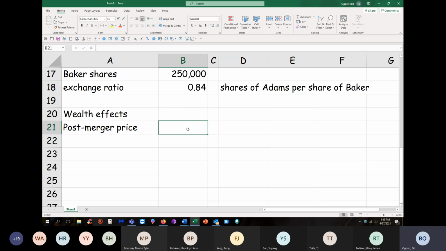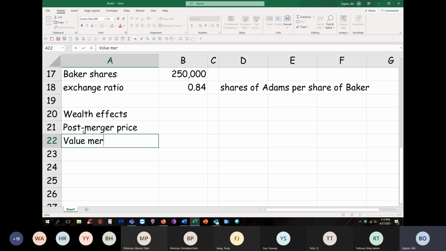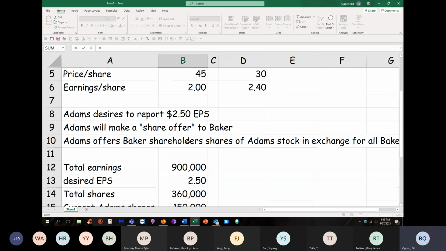Now, keep in mind, we're not creating any new value. So whatever value these companies have as standalone companies, you just combine their value once they're merged. So let's just do that. Let's start out with value merged, and let me put a little colon on the end here just so you know that we're in the process. We're not going to find it all at once. So let's start with our value merged. What's our value merged?